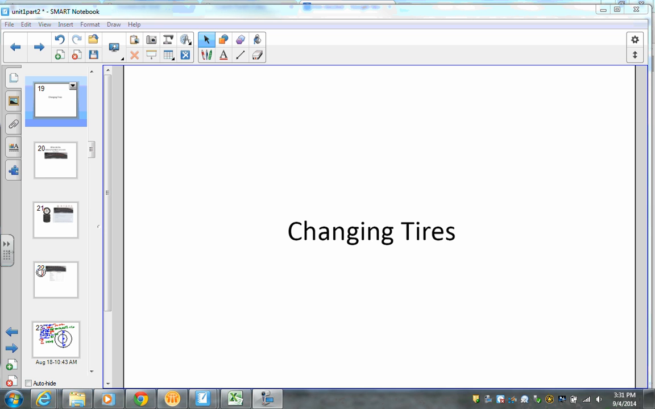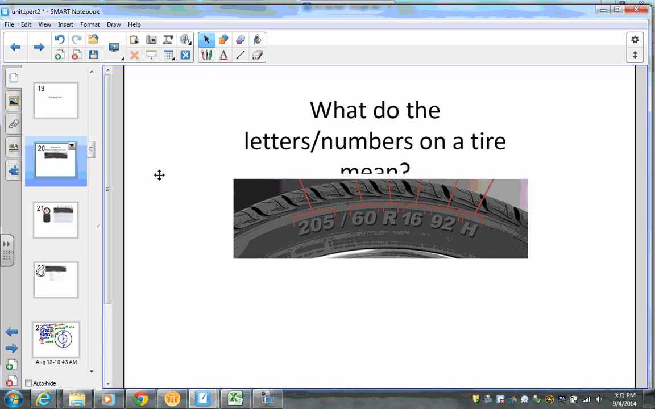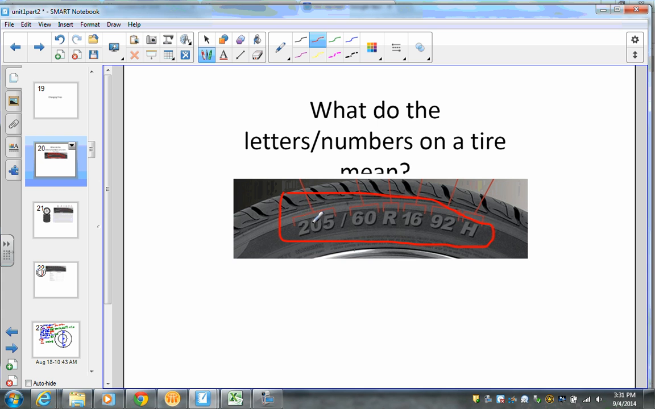Okay, in this video we're going to be talking about changing tires. And I know it doesn't seem very math related, but there actually is a point to all this. Now, the first thing I want to ask you is if you ever looked at your tires before, you'll notice that you have these measurements right here. And all those measurements are actually the dimensions of how wide the tire is, how tall the tire is, and so on and so forth.